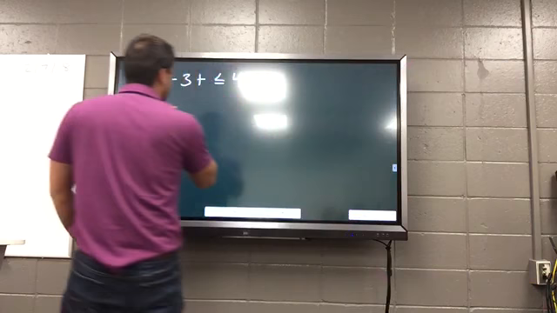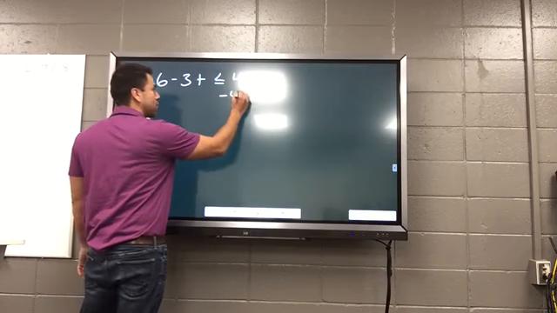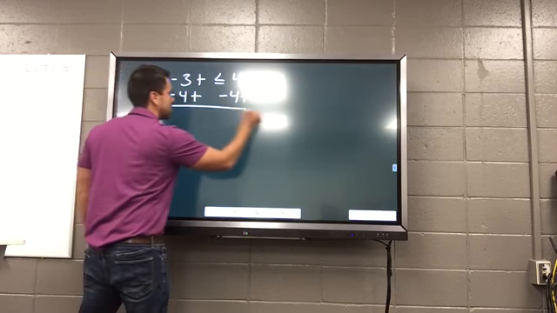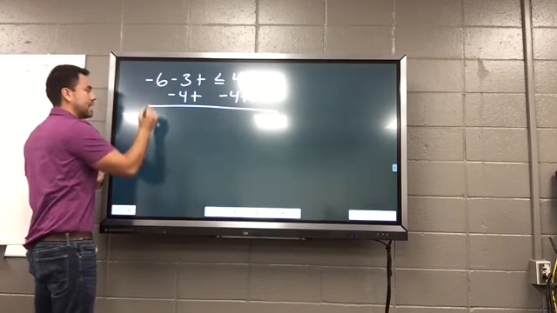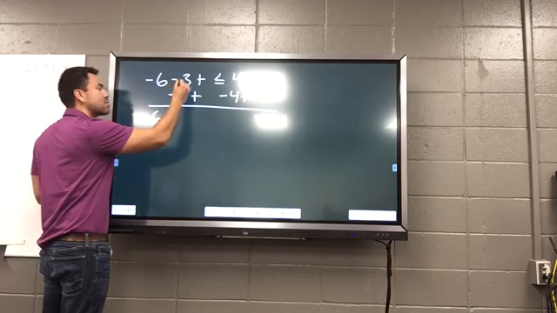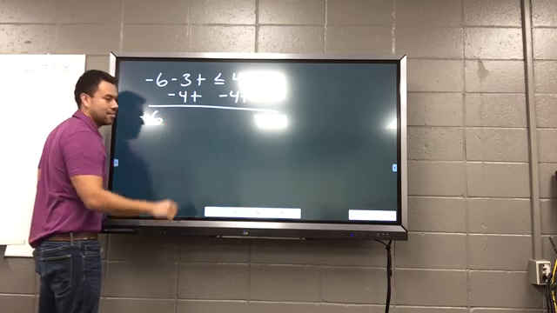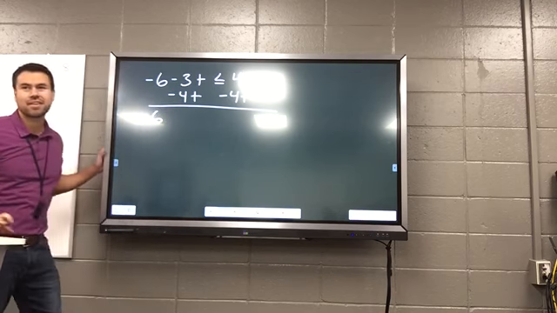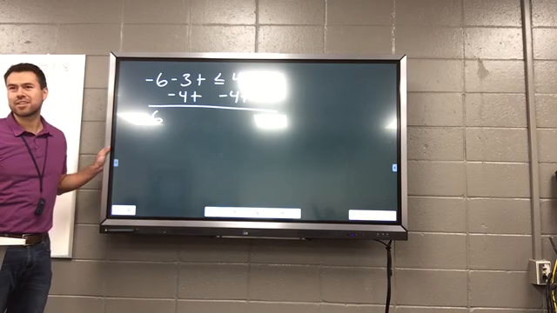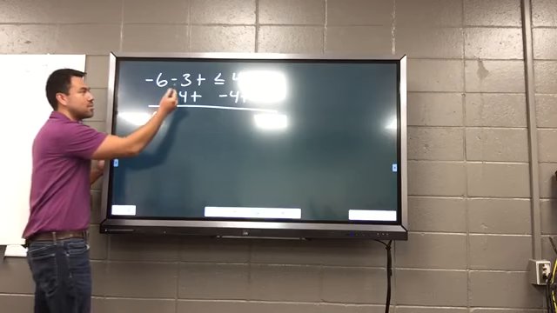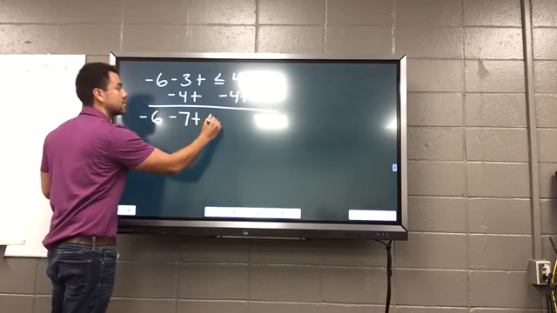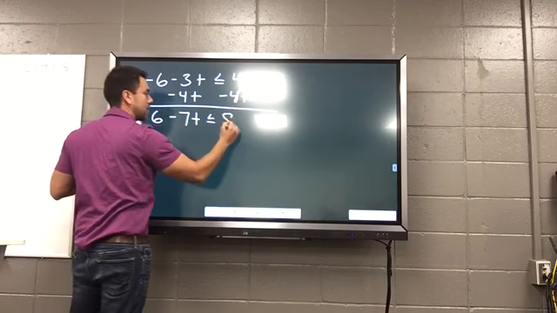Most of you, I believe, subtracted 4t from both sides. If you didn't, that's okay. But you get negative 6. What's negative 3t minus 4t? Negative 7t is less than or equal to, the 4t cancels out, 8.